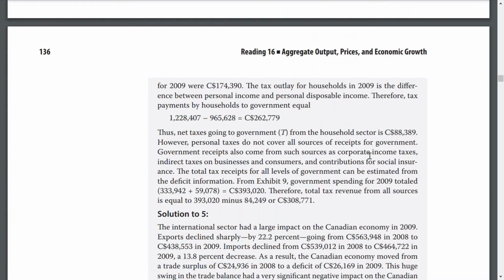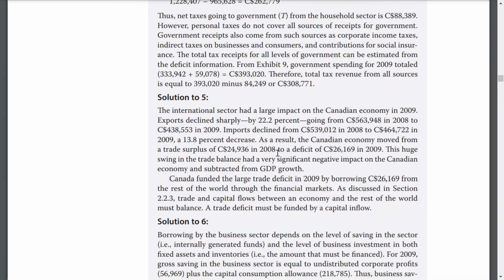For 2009, where this much the tax outlaid for household in 2019 is different. This is part of the example.